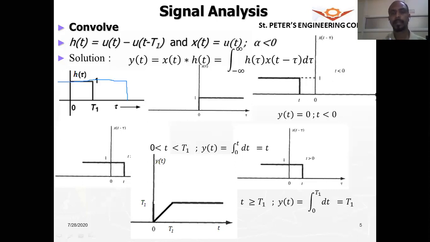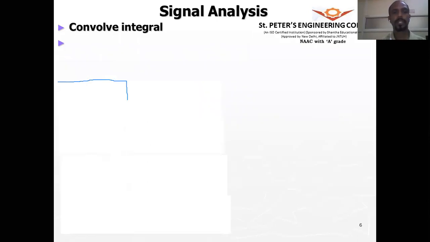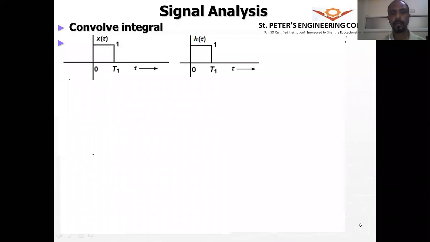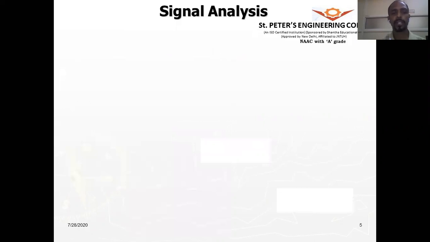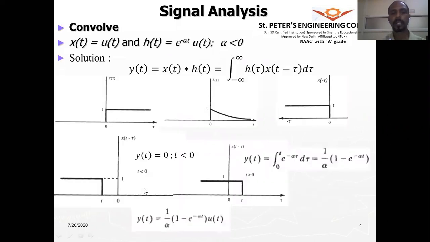Let us take one last example on this signal and compute the convolution. Let us take two finite signals. Before that, let me conclude from this previous problem. When we convolve two infinite signals, as in the first problem, we get only two regions, that is no overlap and partial overlap. So in those two regions, we have to perform the integration.